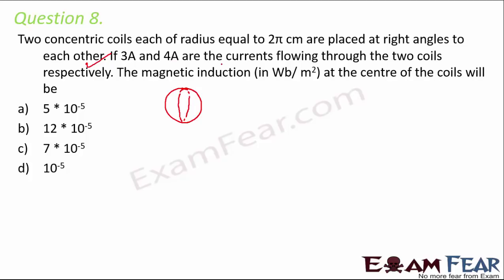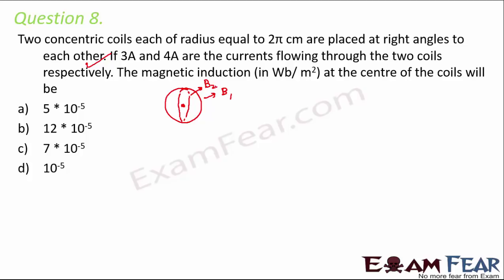If 3 ampere and 4 ampere are the currents flowing through the two coils respectively, the magnetic induction at the center of the two coils will be. So now we have to find out the net magnetic induction at the center. Let's say that the magnetic induction due to the first coil is B1, and magnetic induction due to the second coil is B2.